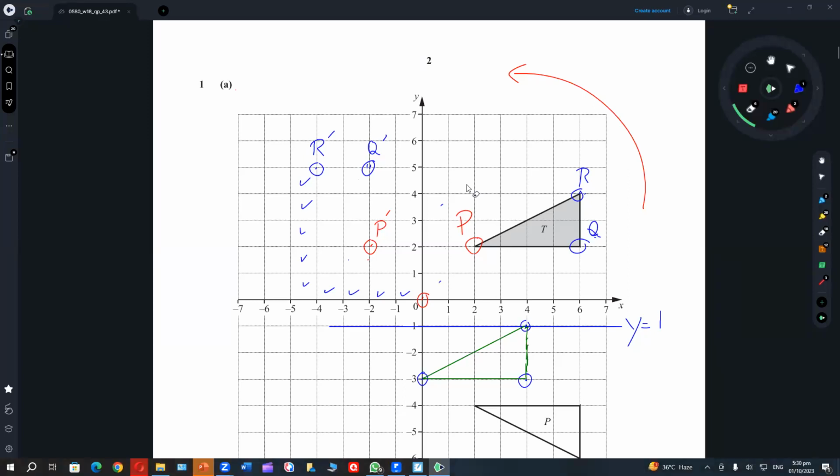Yeah. So let me check which mistake I'm doing. I'm counting the boxes 1, 2, 3, 4, 5. 5 and 4. Because logically it's right, because the PQ side should be of 4 units. It means I'm counting the boxes wrong. Let me count the boxes again.